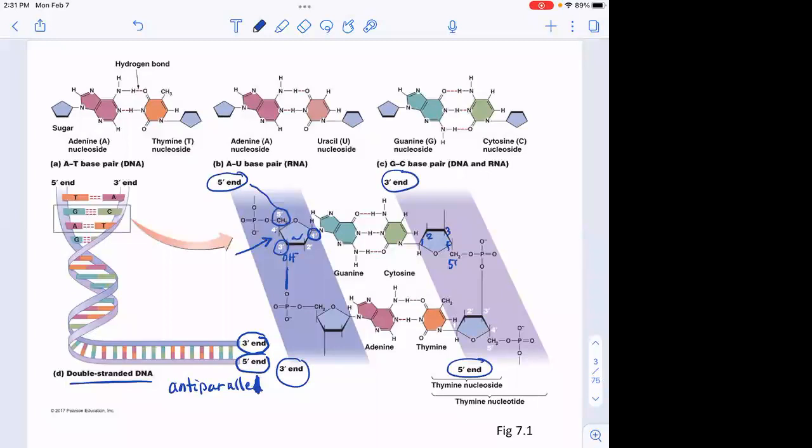The other terminology here that I'll use: a nucleoside, that's the base and the sugar. So a thymine nucleoside is thymine base and deoxyribose. A thymine nucleotide will also include the phosphates. So nucleoside without the phosphate, nucleotide includes the phosphate. That terminology can get a little bit cumbersome.